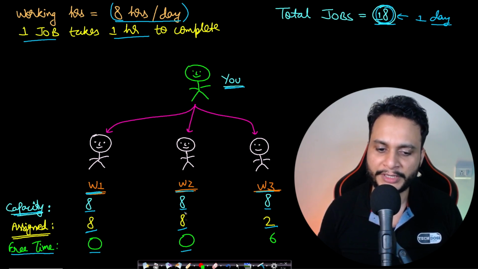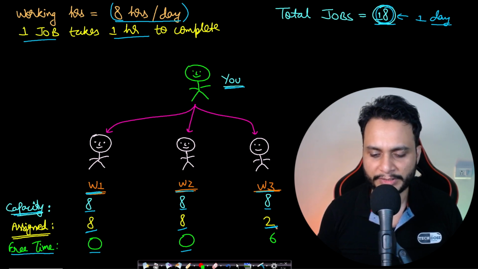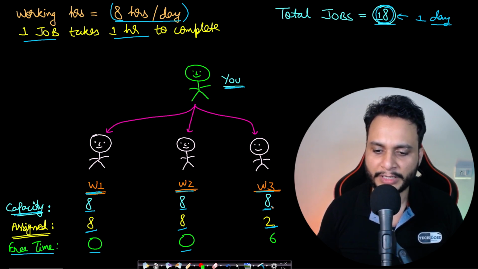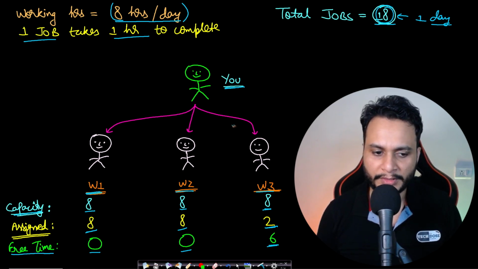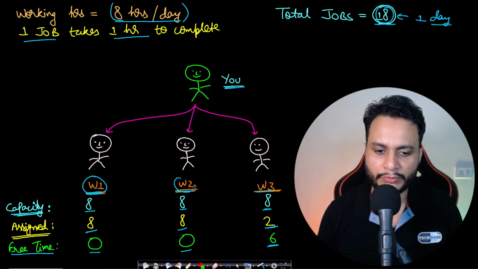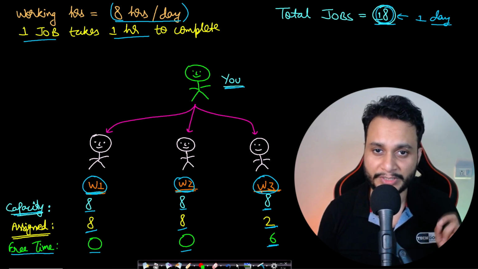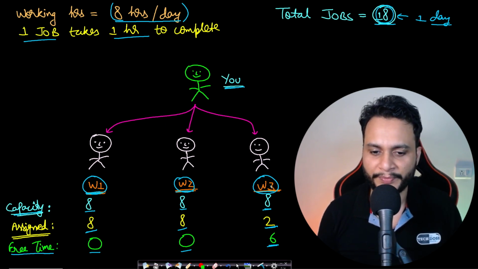Similarly, there will be 0 free time for worker 2. But worker 3 is just doing a 2 hour job, that is 2 jobs, and therefore out of 8 hours, this person will be free for 6 hours. Okay. So if you think about the load, then worker 1 and worker 2 are fully loaded, whereas worker 3 has very little work. He is just busy 2 hours out of 8 hours, right?